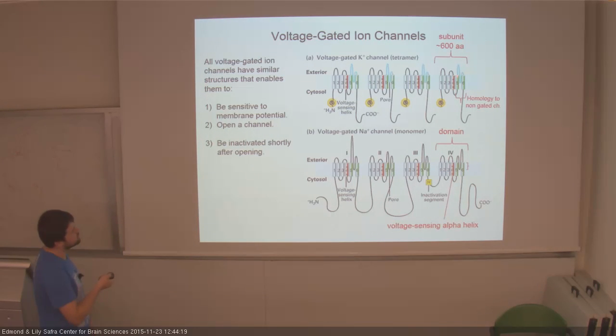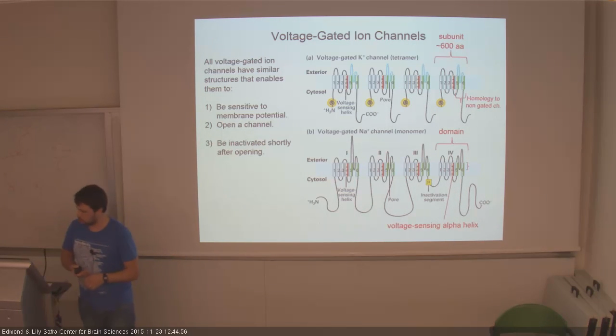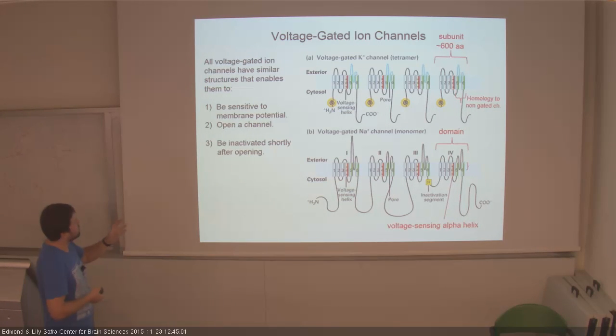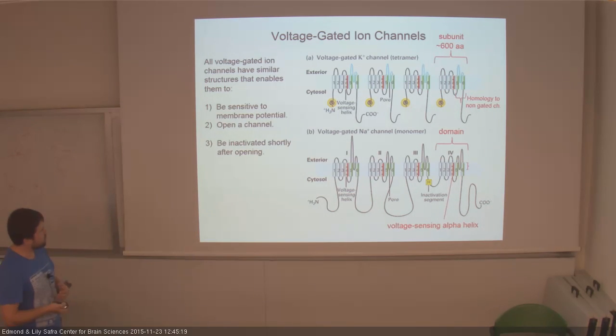Specifically, helices 5 and 6 and the connecting segments between them are homologous to generally non-gating channels, like the channel that we saw for the pore or the resting K channel that just transfers potassium. From here you get the selectivity, from here you get the sensing, and this is a very well-conserved domain that repeats itself in multiple types of channels and pores. Generally, when we're talking about voltage-gated ion channels, all of them need to be sensitive to membrane potential. They need to open in order to let ions through, and they need to be inactivated shortly after opening. Because if they're not inactivated, we're going to lose the effect, or we're not going to be able to regenerate a new opening of the channel.